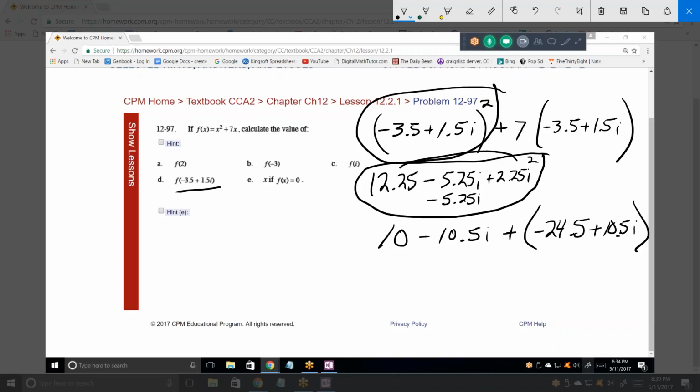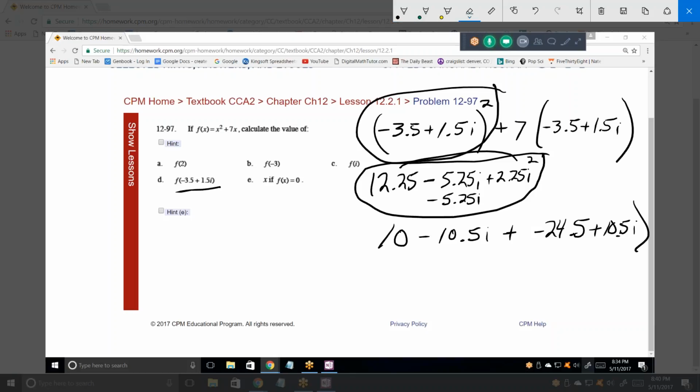It really annoys me that they make you do this because it turns into a calculator problem, not a math problem. Who practices with calculator problems? We don't.